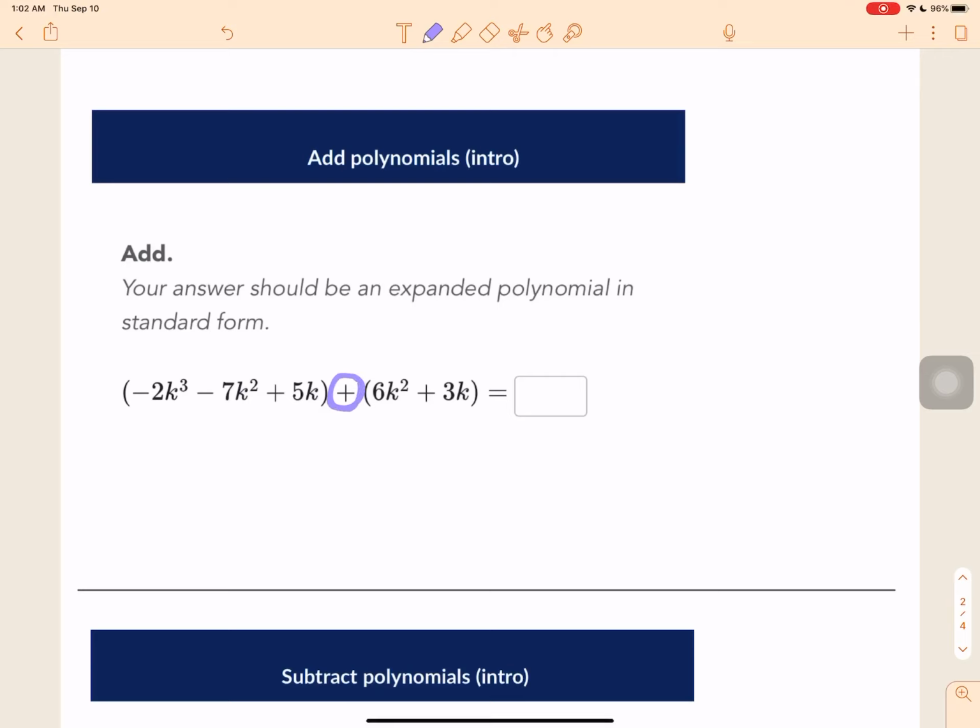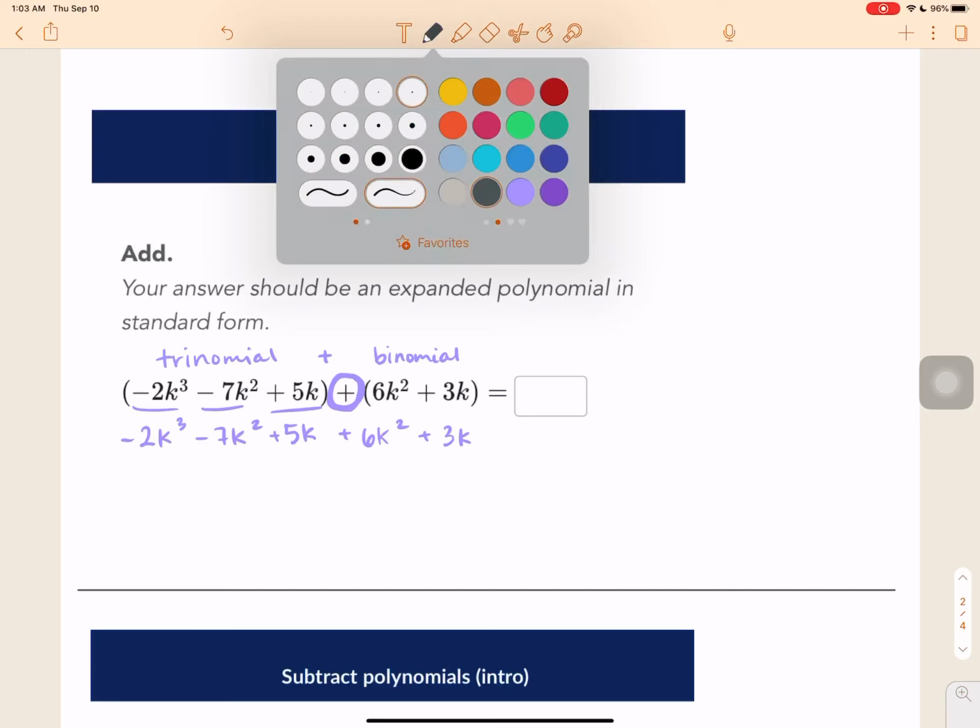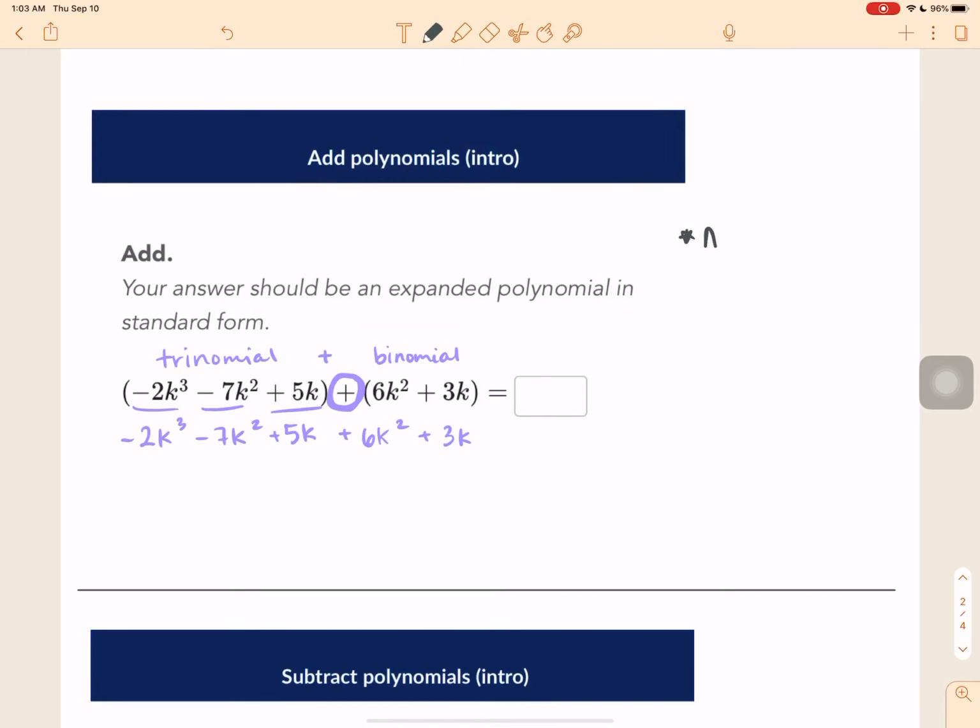Now we are adding this trinomial, which has 3 terms, 1, 2, 3, plus the binomial. That's what it wants you to recognize, that we're adding a trinomial plus a binomial, but since we're adding, we technically don't even need the parentheses. With subtracting, we'll have to worry about distributing the negative, but for adding, the terms inside just stay the same because positives will not change the sign at all. So now what you have to do is add like terms.